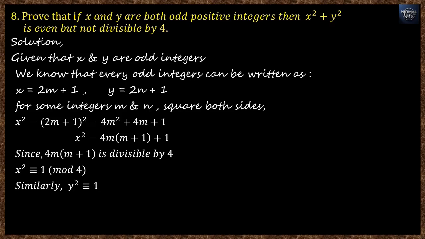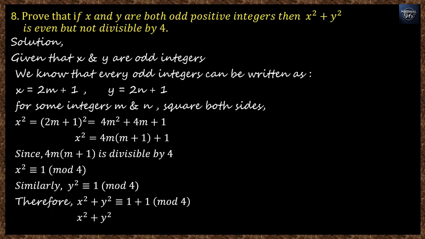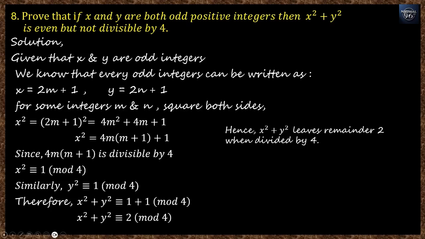And here similarly y square is also congruent to 1 mod 4. Therefore x square plus y square is congruent to 1 plus 1 mod 4, which is x square plus y square is congruent to 2 mod 4. Hence x square plus y square leaves remainder 2 when divided by 4.